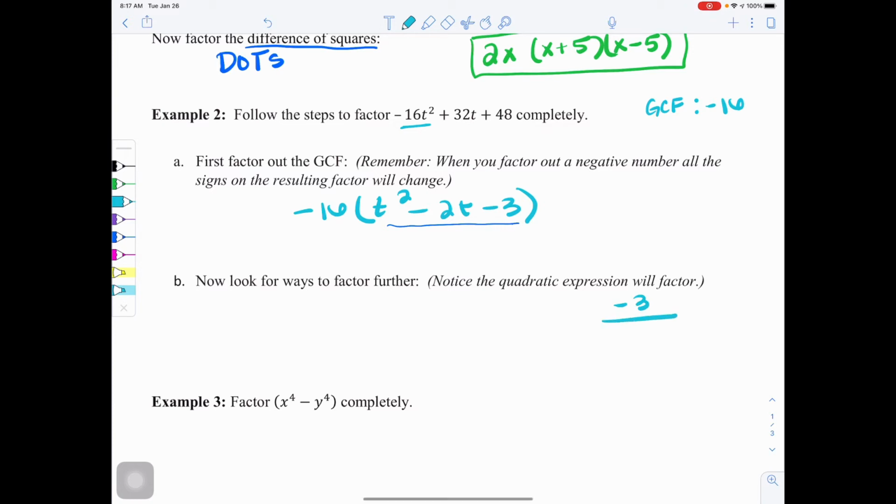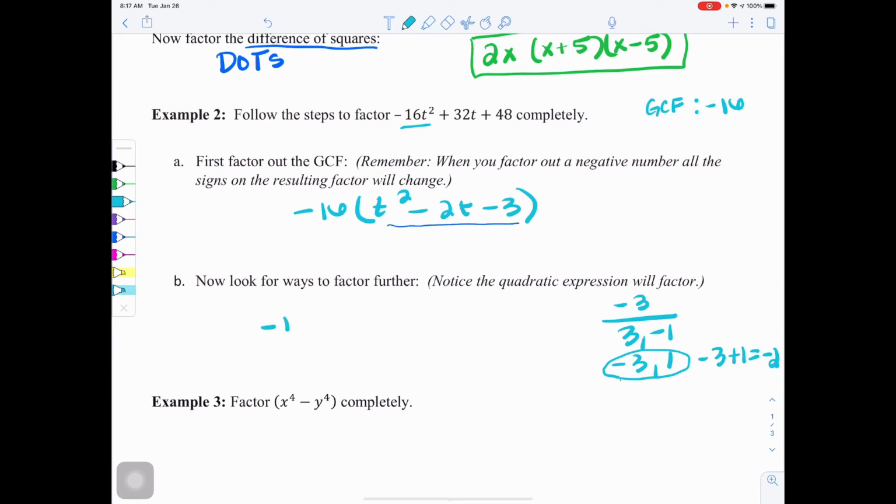So negative 3, my factor pairs would be 3 and negative 1, also negative 3 and positive 1. We want to pick the pair that's going to add up to the middle number. Our middle number is negative 2. So I want to pick this pair because negative 3 plus 1 equals negative 2, which is our middle term, or our B value in the term.